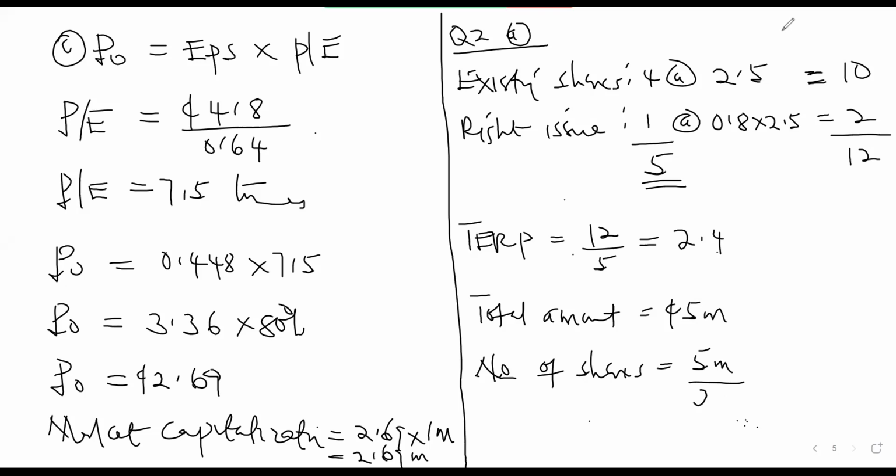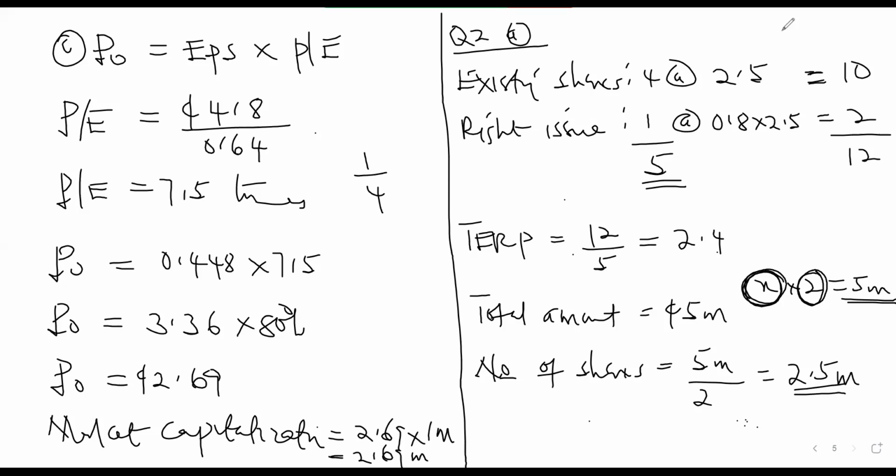5 million over the share price of 2. And that will give us 2.5 million shares. How do we get that? It's just like the number of shares, which is X, times 2 will give us the 5 million. So the number of shares from the right issue, if you multiply by the right issue price per share, you'll be getting a total value of 5 million. So how many shares are you getting from the right issue? It's 2.5 million shares.